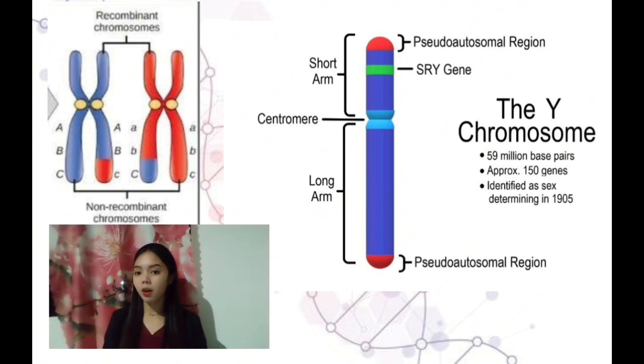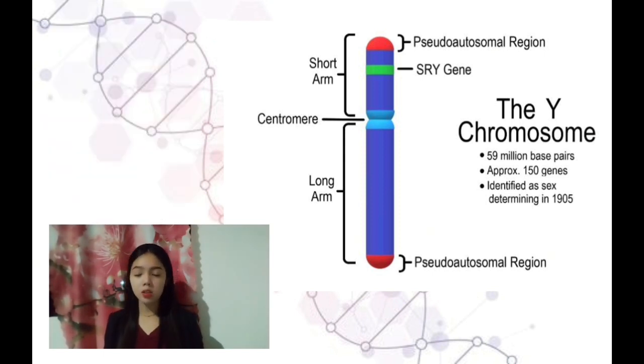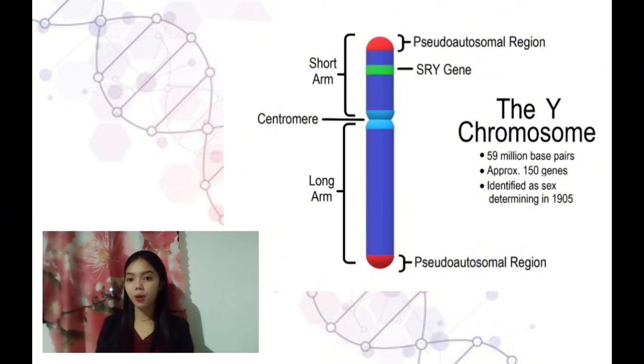Recombination in the PAR ensures the proper segregation of sex chromosomes during meiosis, which is critical for the production of functional gametes, or the sperm and the egg. The green part is called the sex-determining region Y gene. It plays a crucial role in determining the sex of an individual during development.